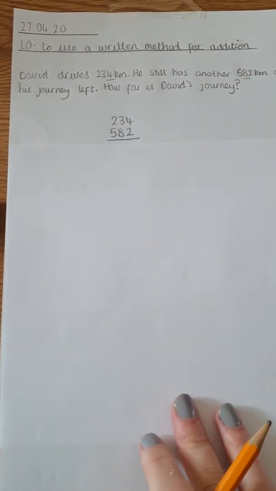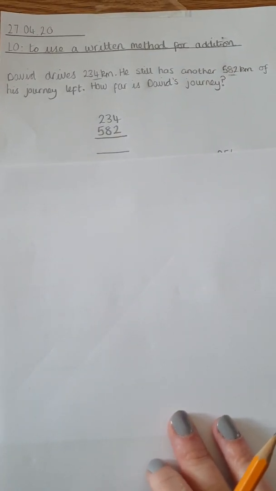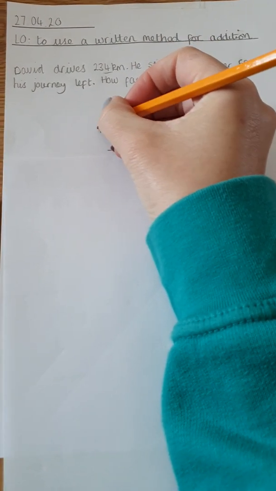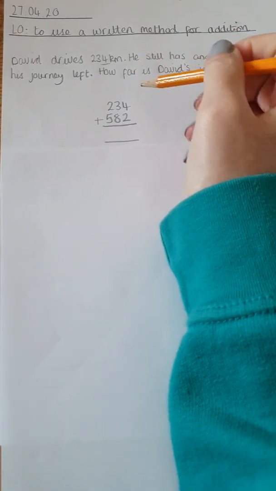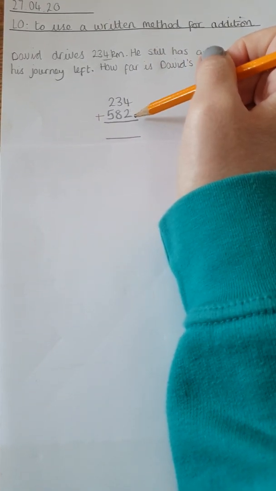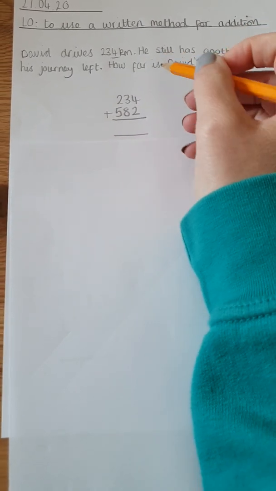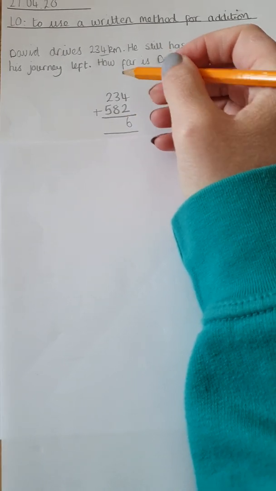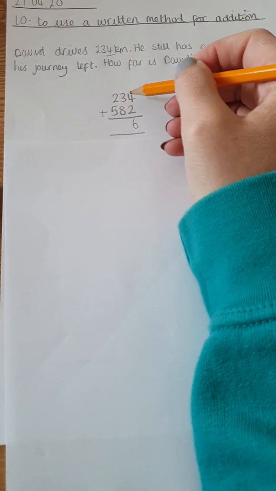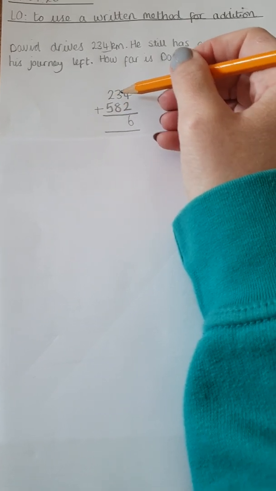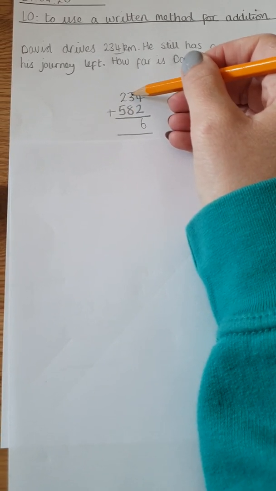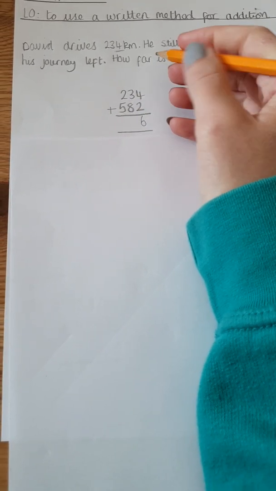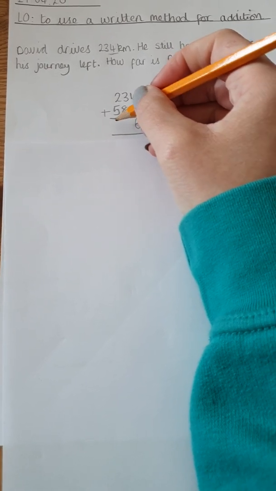So what we should do is put it into a method like this, okay? So 234 add 582. So if you remember, we always start with our units column, okay? And then we work our way up. So 4 add 2 is 6. Okay, then we've got 3 tens add 8 tens. Always remember the value of these columns. I know it's showing a 3 and an 8, but that represents 3 tens and 8 tens. So 30 add 80, okay? So that would give us 110, okay? So it would give us 11 tens.